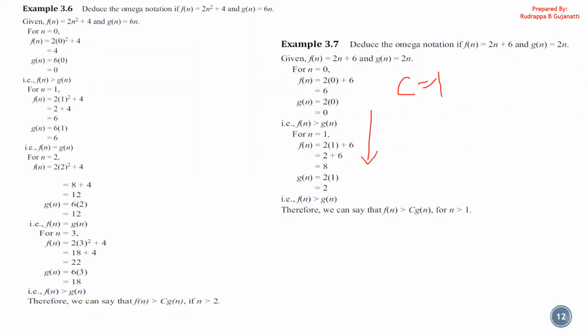So here we have f of n, which is satisfying the condition for all the values of n greater than 1. This should actually be n greater than 0, where n naught is 0. So just rectify this one. So it is for n greater than 0, right? I am having all the conditions satisfied for f of n being called omega notation of g of n.